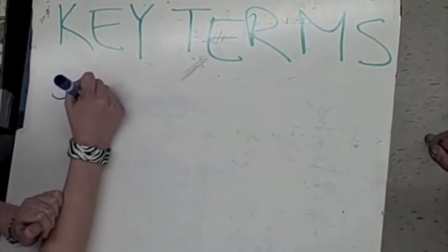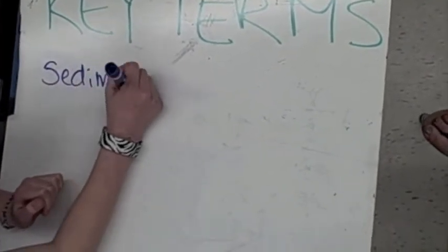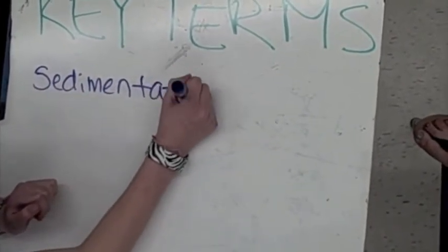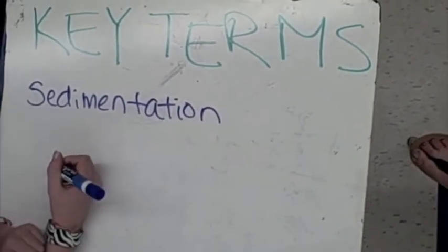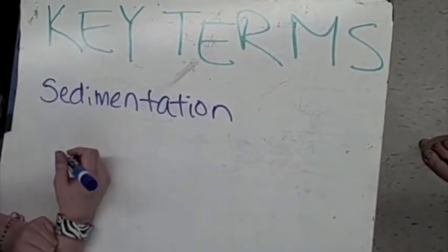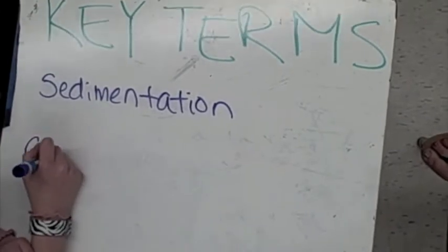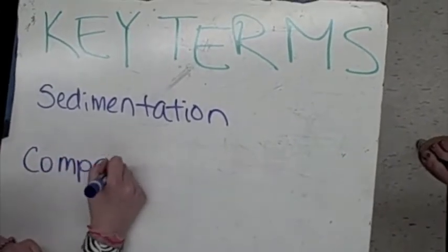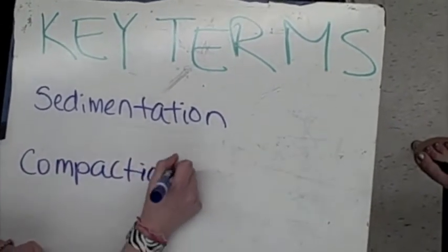Sedimentation. When sediments, rocks, mud, sand, pebbles, shells, bones, etc. get deposited onto other layers. Compaction. The weight from sediment layers on the top crush the layers on the bottom.